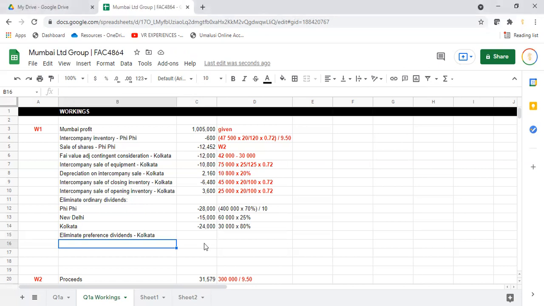Kolkata issued 2,000 shares. So what percentage of the preference shares do we have? 50%. So of the preference dividends they declared of 18,000 Rand, we would have gotten 50%. So that's 18,000 multiplied by 50%. How did I get 50%? We own 1,000 of the 2,000 shares that they issued. So we want to remove our percentage, which is 9,000 Rand, 18,000 times 50%.